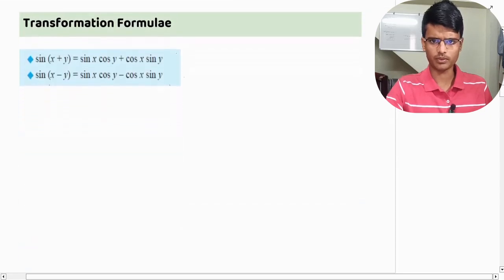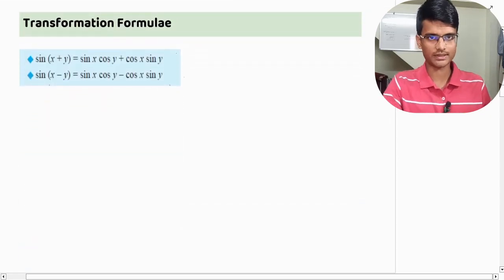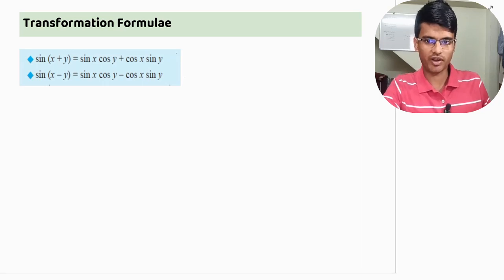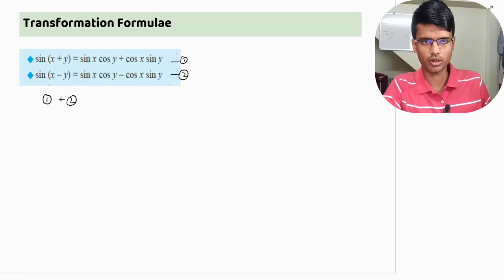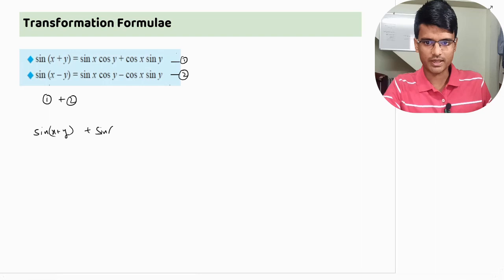Okay, moving on. The basic thing that we derived in the last class: we know what sine of x plus y is. It is sine x cos y plus cos x sin y. Sine of x minus y is defined as sine x cos y minus cos x sin y. If I add these two, 1 and 2, on both LHS and RHS, I get sine x plus y plus sine x minus y equal to 2 sine x cos y, right?